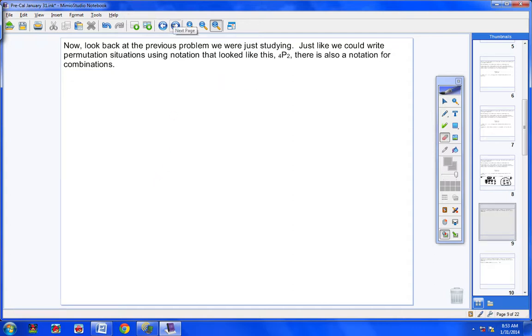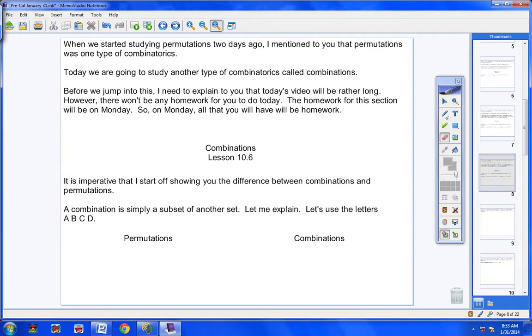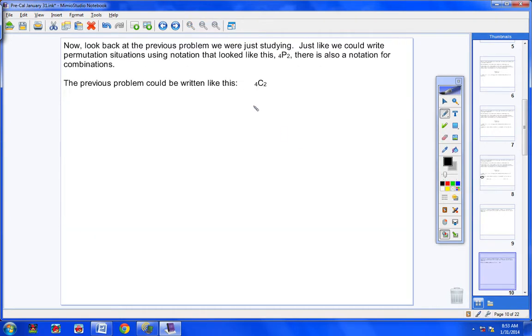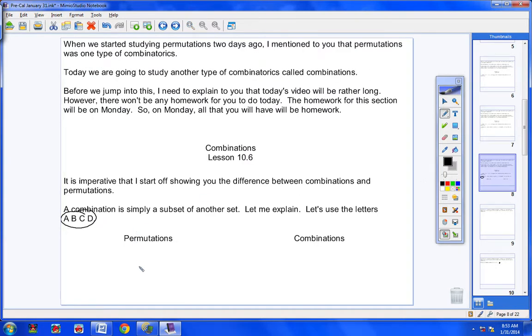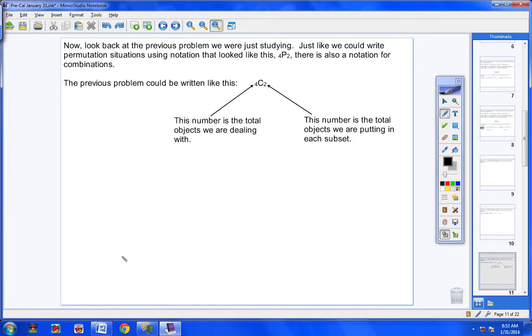You had how many objects? Let me erase a lot of this. Hopefully you have it in your notes. You had how many objects? 4. So notice I have the number 4 right here. And we took them in sets of 2, remember? So that's why I have the number 2 right here. So there you go if you want to write that down.